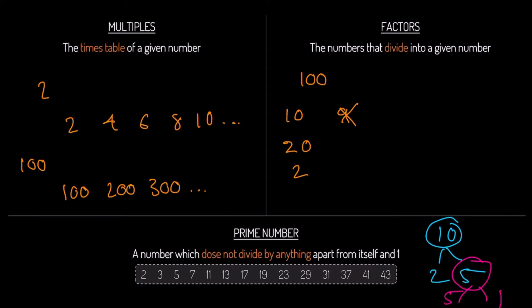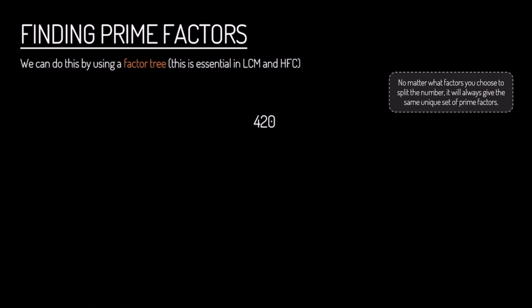So we know what prime numbers are. What do they mean by finding prime factors? All this means is that we take our given number, we split it up into its prime factors. That means that if you times the prime factors together, it will give you the given number. This will make more sense if you do an example together. So over here, we've got 420.